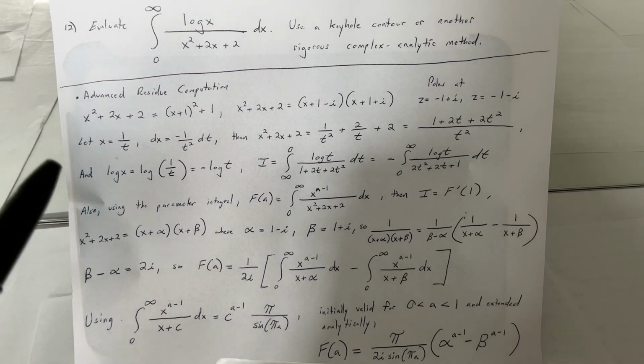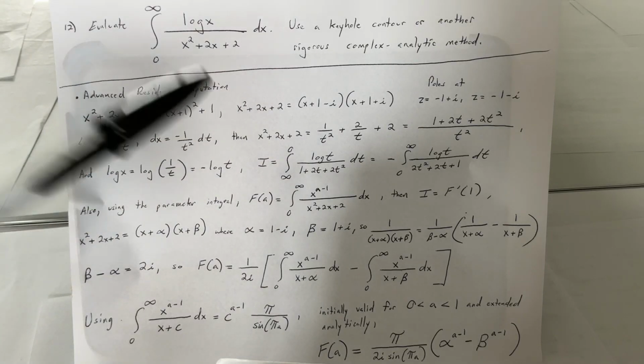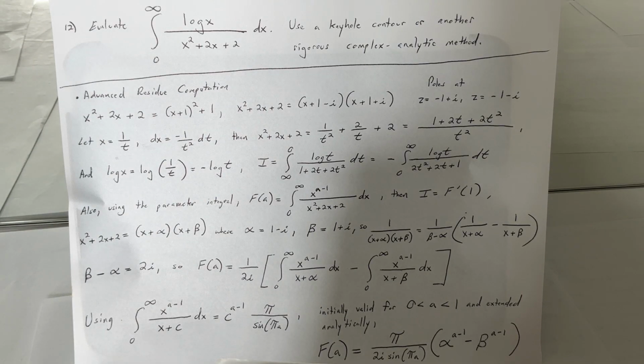All right, so completing the square, x squared plus 2x plus 2 equals the quantity x plus 1 squared plus 1. And then if we factor this, x squared plus 2x plus 2 equals x plus 1 minus i times x plus 1 plus i. So our poles are going to be at z equals negative 1 plus i, and z equals negative 1 minus i.